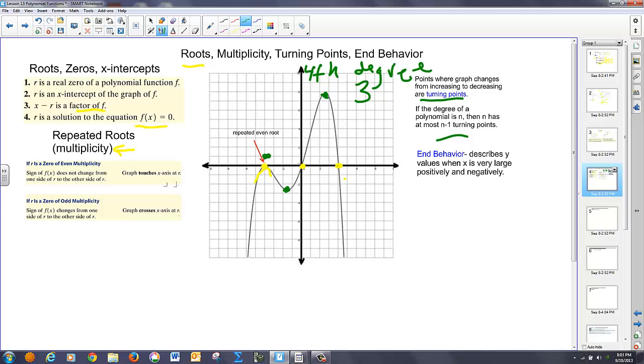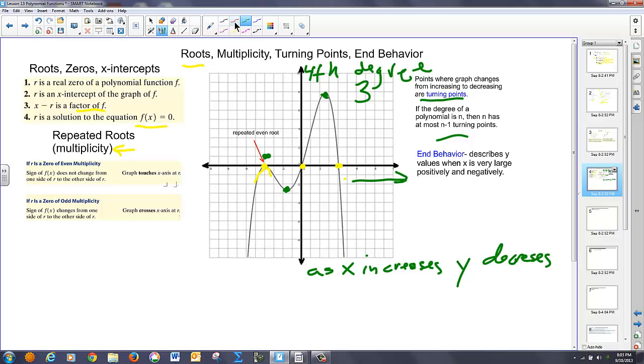When we talk about end behavior, what we're basically asking ourselves is, when x gets very large, both positively and negative, what happens to y? So I look at this graph and I say, well, as x gets very large, as my x is going this way, what's happening to my y value? Well, as x increases, y actually decreases. That's the first part of end behavior.